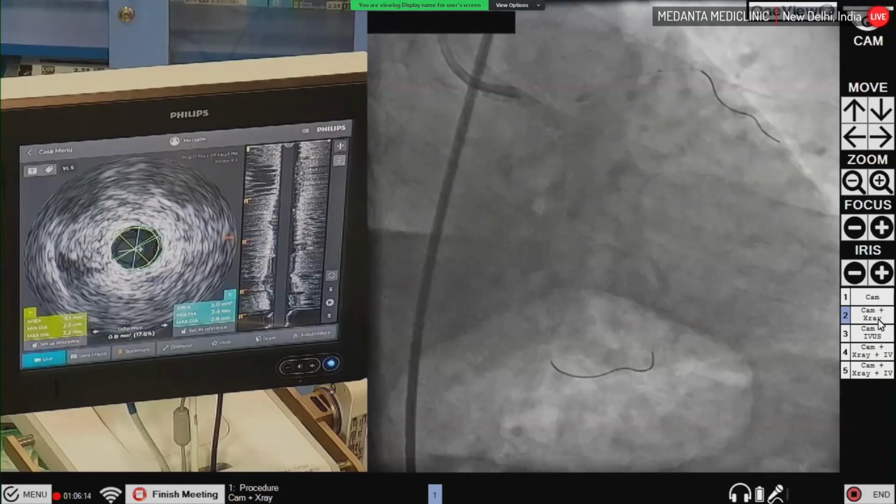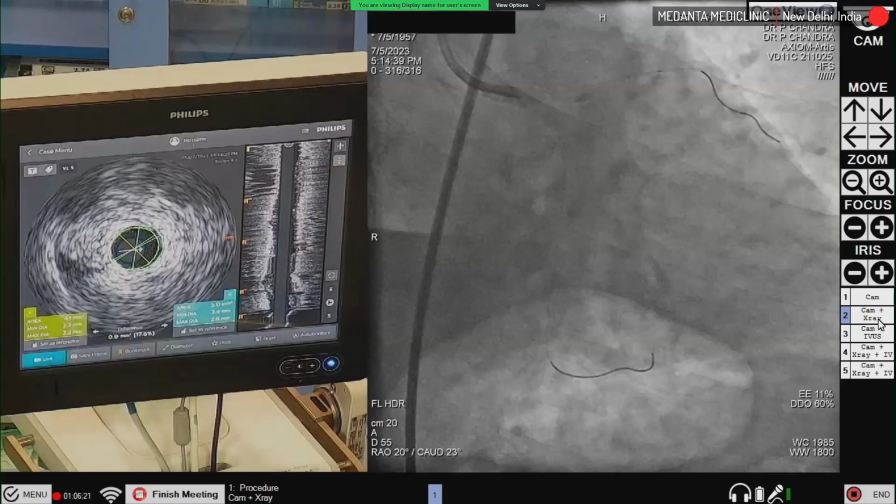Okay. Give me a DEB for the distal vessel size, which is 2.25. So we can take a 2.25 by 25 for the distal segment.